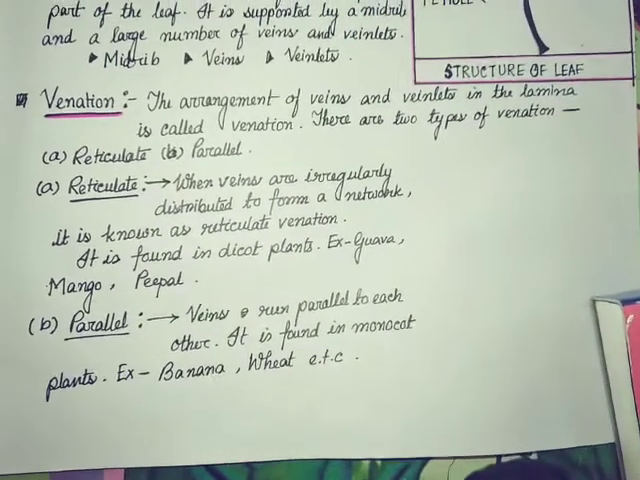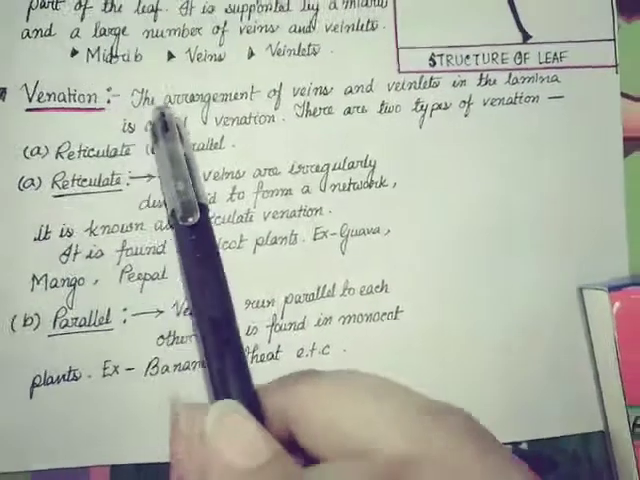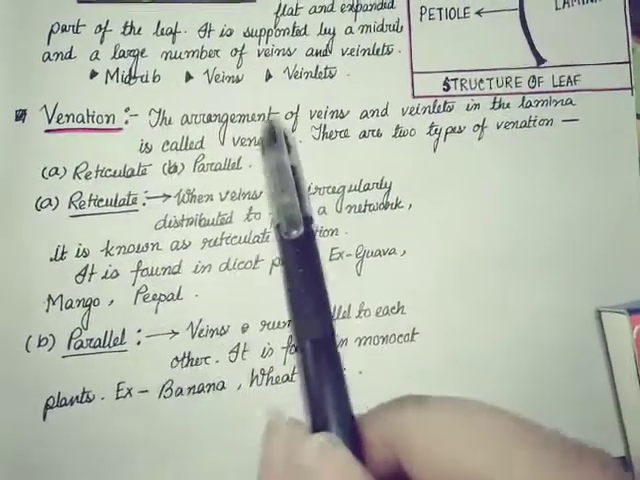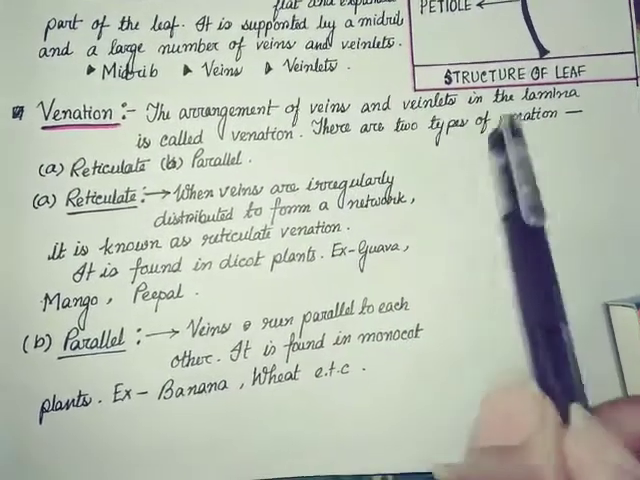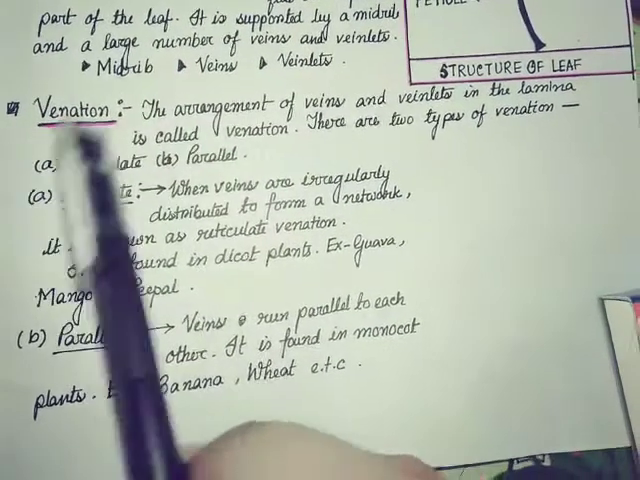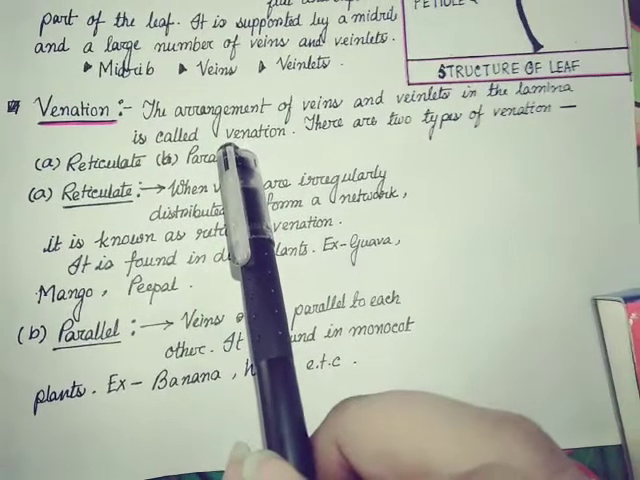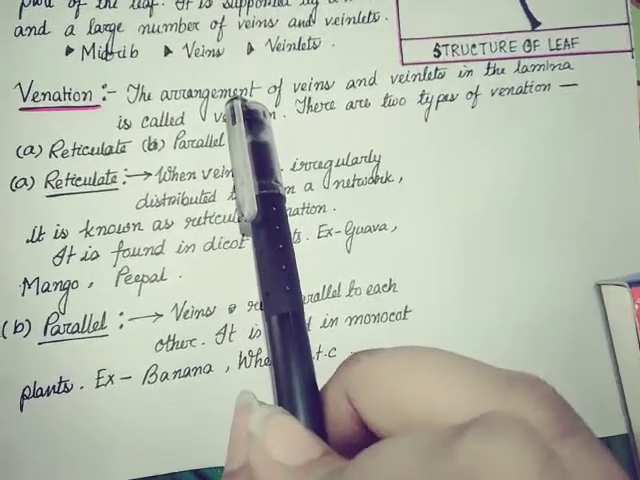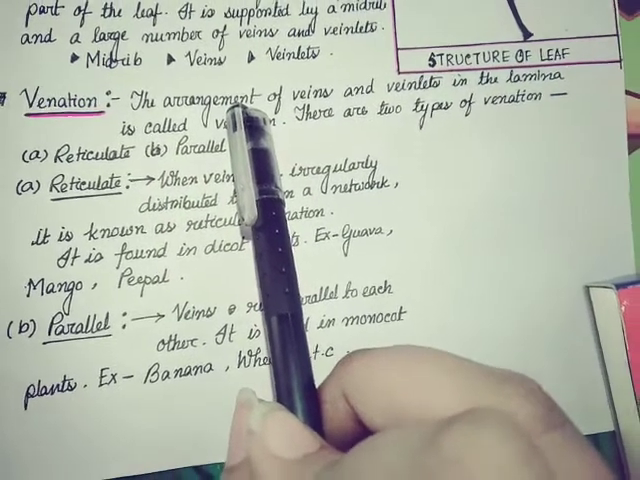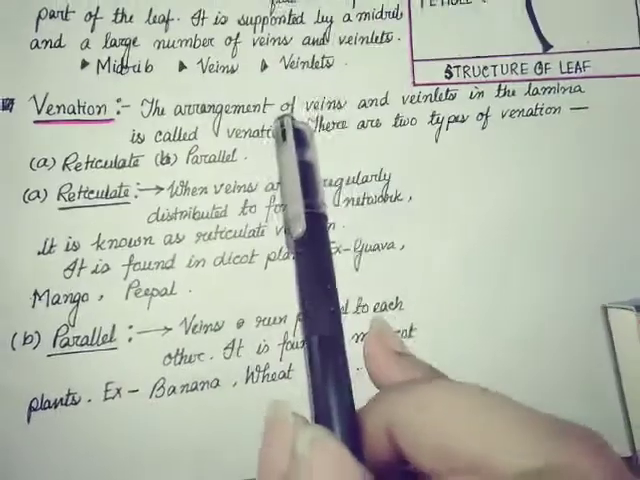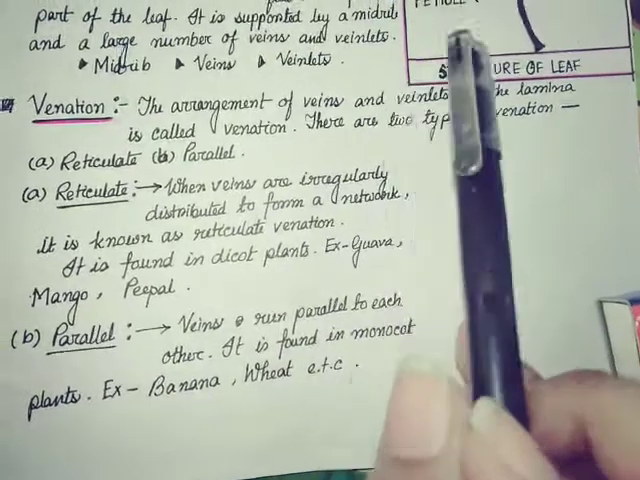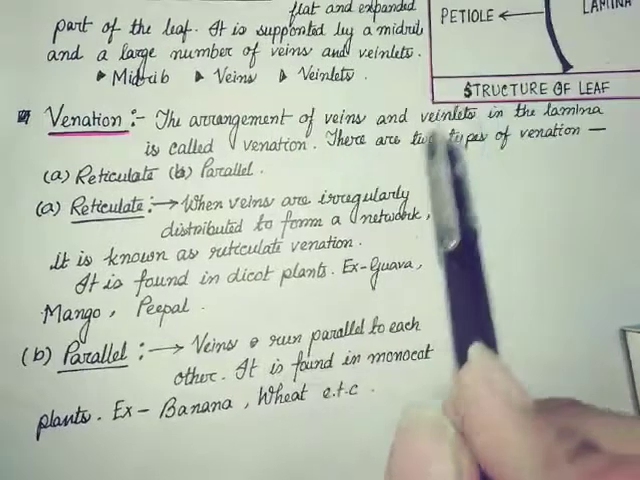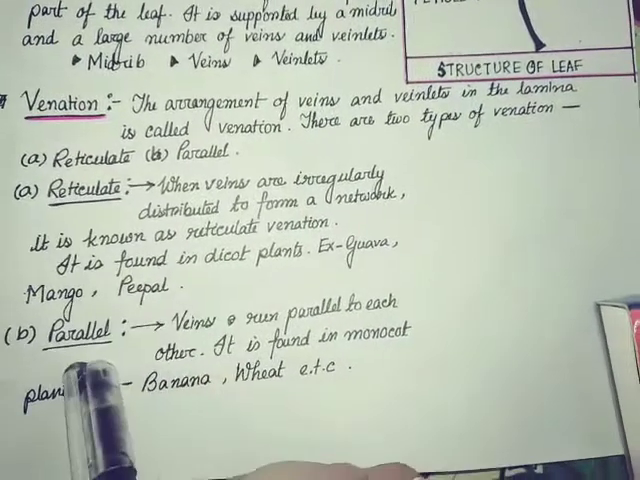We will start with venation. The arrangement of veins and venlets in the lamina is called venation. There are two types of venation: the first one is reticulate, and the other one is parallel venation. So, how they are arranged on the lamina, the process of arrangement, is termed as venation. It can be reticulate, it can be parallel.